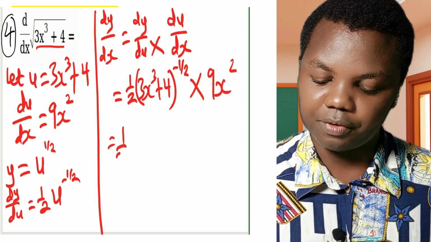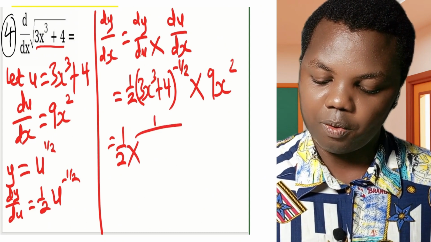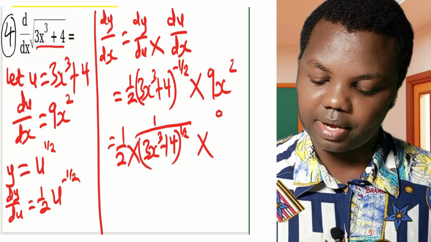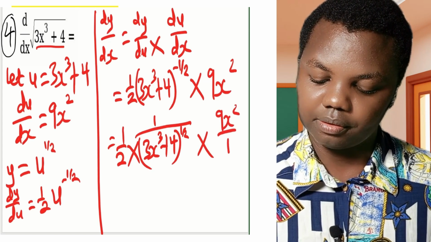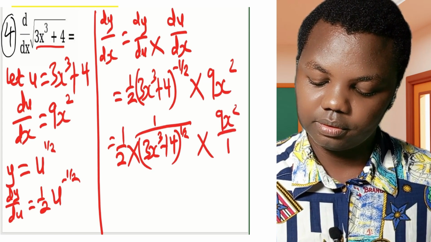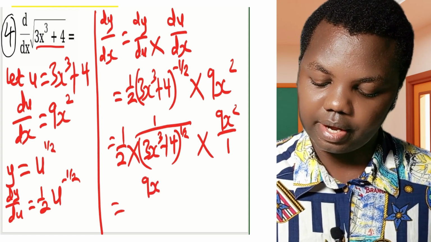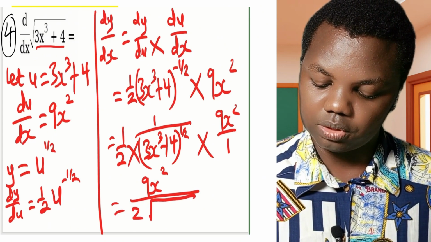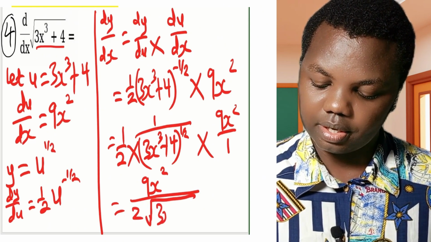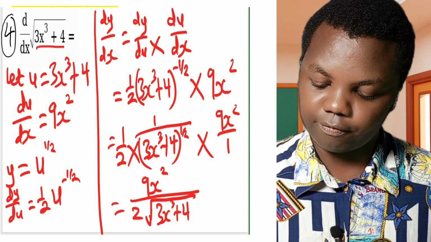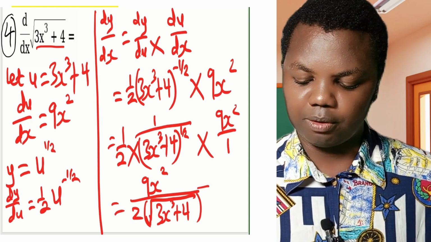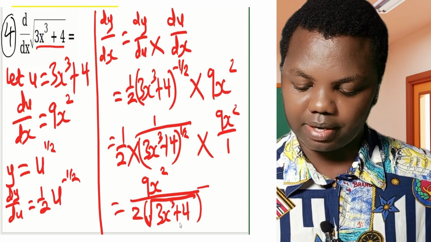This gives me 1 over 2 multiplied by 1 over 3x cubed plus 4 to the power of half, multiplied by 9x squared over 1. This gives me 9x squared over 2 root 3x cubed plus 4. So I can leave my answer this way, but I want to rationalize by multiplying both sides by the root.